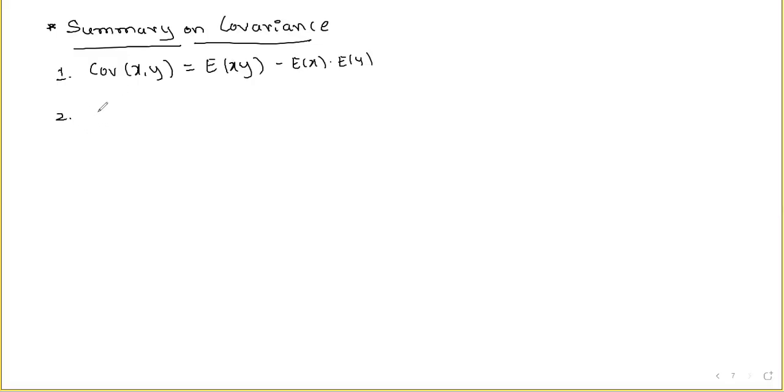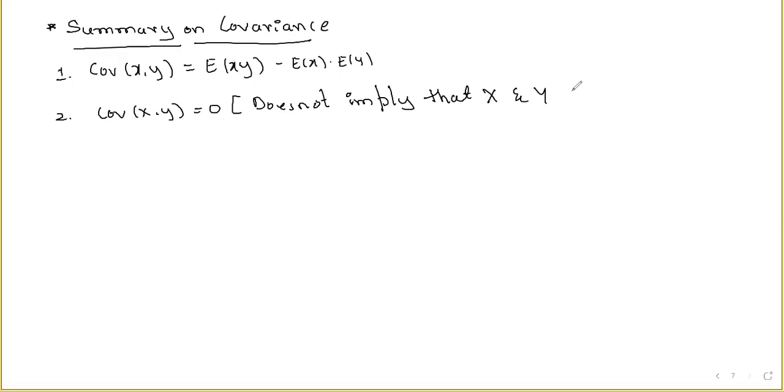Next, second: if covariance of X comma Y is equal to 0, then what does it indicate? Whenever covariance is 0, we can't say that X and Y are independent. It may be dependent or it may be independent. It means that covariance zero does not imply that X and Y are independent.